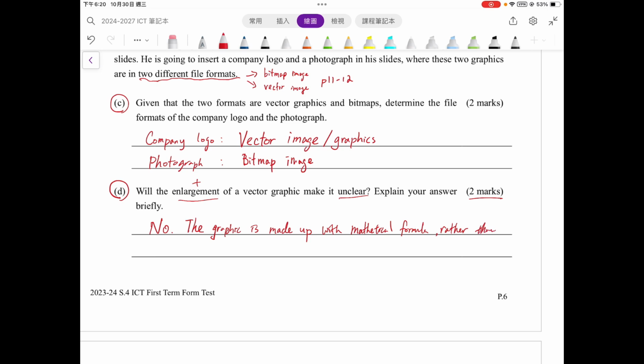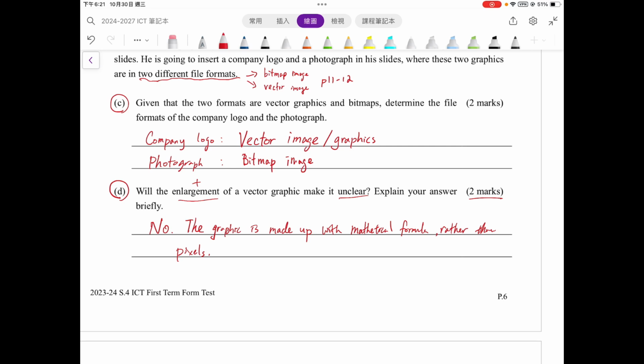rather than pixels. You can write in this way, because why do you see the squares and things unclear? Because of the pixels, right? So we try to express the reason by saying that we made up the graphics not by the pixels, but by mathematical formulas or lines, we call it geometry, okay? Lines, curves, circles, something like that, okay? So this is an alternative answer for you to explain your answer.